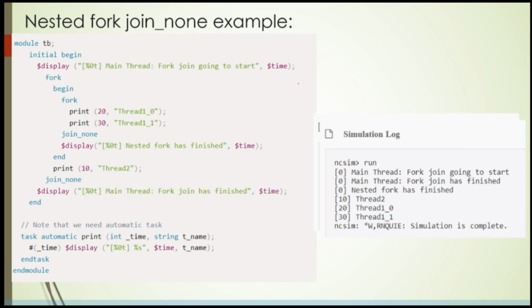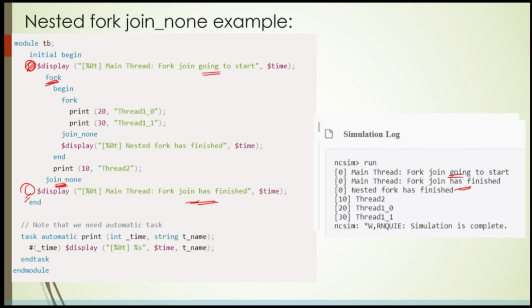Let us see one more example, which is a nested fork join none. In the previous session you have seen nested fork join any. We have already discussed nested fork join any with this same example. Now for this same example we are going to discuss fork join none. Here I have just taken fork join none. Before and after the fork join none, I have taken two display statements. First these two display statements will be executed since there is no other time delay, so going to start and has finished, and then it enters into fork join none.